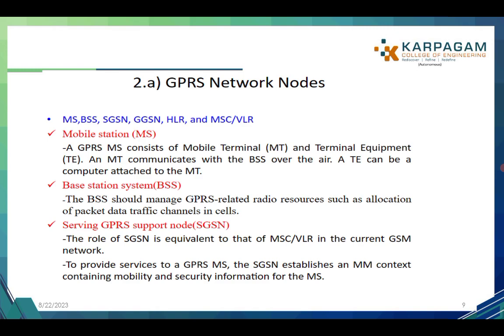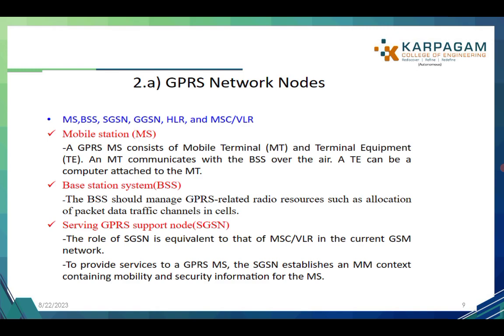GPRS network nodes are connected with mobile stations, base station systems BSS, and the serving GPRS support node. So what do you mean by mobile stations? A GPRS MS consists of a mobile terminal, that is MT, and terminal equipment, communicating with the BSS over the air. And what do you mean by TE? Terminal equipment can be a computer attached to the MT, that is the mobile terminal.